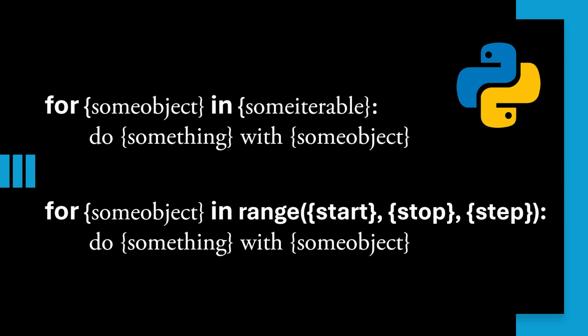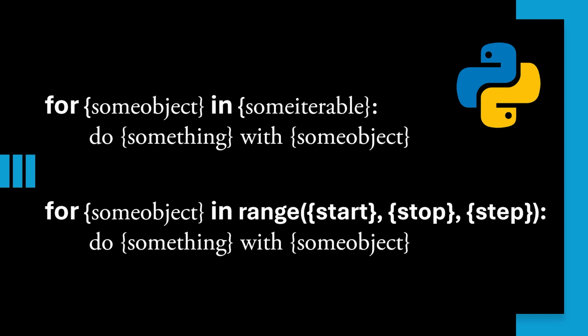In the second variant, the one below, you are using ranges. As you remember in the data types video, ranges are one of these iterables. Why is it very useful? Because it lets you iterate or loop over numbers. Let's say for some object in range start, stop, it means that you can define where it should start, where it should stop, and what is the number of steps. And you can do something with that some object too here.